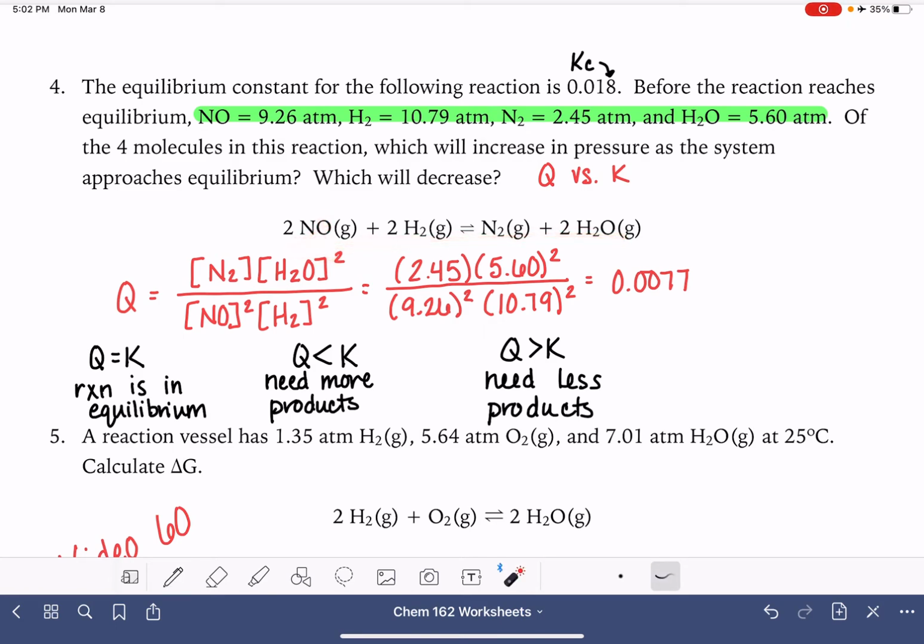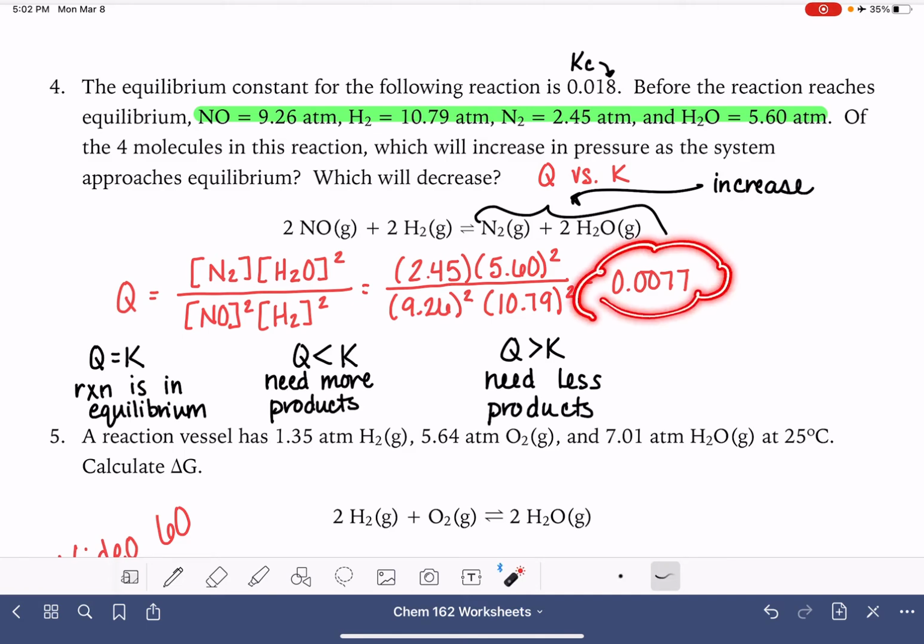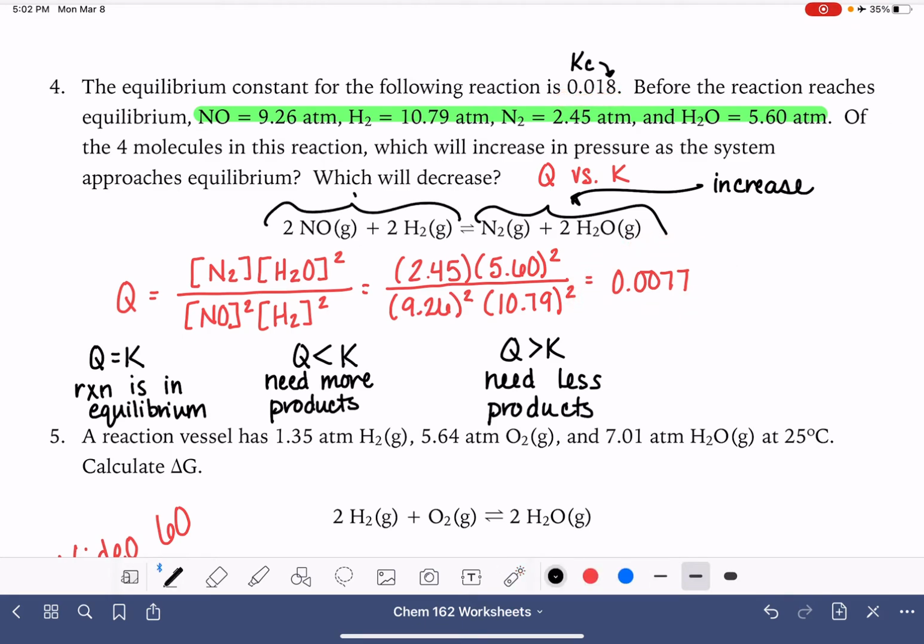So the question is specifically asking which of the things will increase. Well, we need these guys right here to increase. So our N2 and H2O are the ones that are going to increase in order to get Q to be larger and larger until it gets all the way up to K. And our reactants are too big, so they need to decrease.